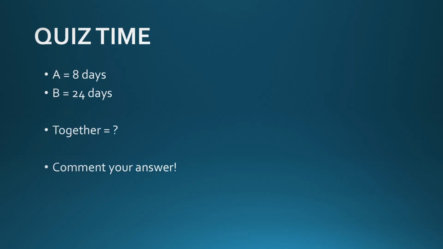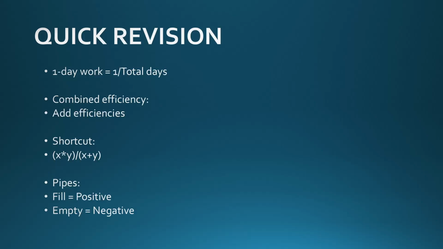Now let's quickly revise what we learned today. One day work equals 1 by total days. Combined efficiency, we add the efficiencies. Shortcut, if A does a work in X days, B does a work in Y days, or pipe A fills in X hours, pipe B fills in Y hours, then together they'll fill the tank, or together they'll complete the work in X into Y divided by X plus Y. Pipes fill equal to positive work, empty equal to negative work. These concepts are enough to solve most time and work and pipes and cisterns questions.